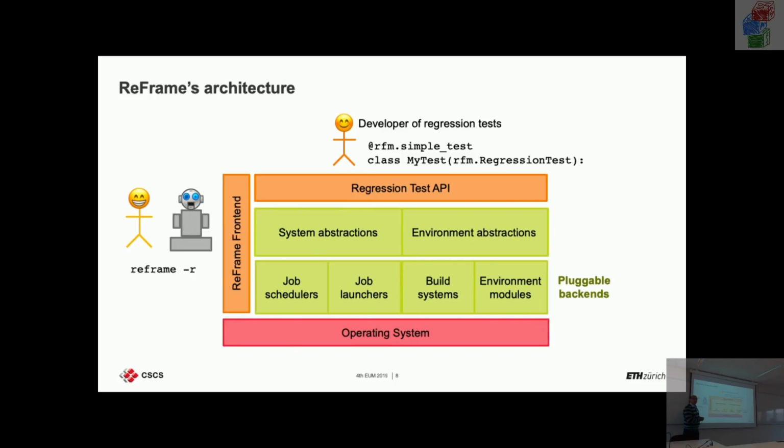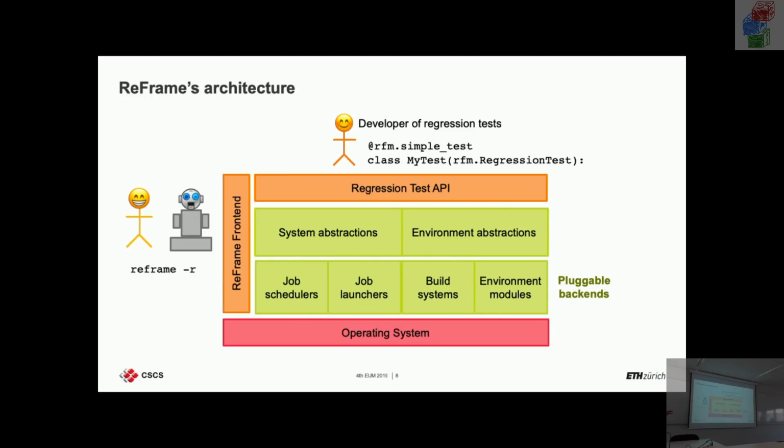You can analyze the standard output and the performance. I'm going to show you later how it looks. So here, the writer sees this, right? We have an API that allows you to have some system abstractions and some environment abstractions. What we call system abstractions are basically the schedulers and the launchers, so this is related to the system itself. And the environment abstractions are the module system and the build system. By build system we mean make, CMake, and by environment modules we mean TMod and Lmod.